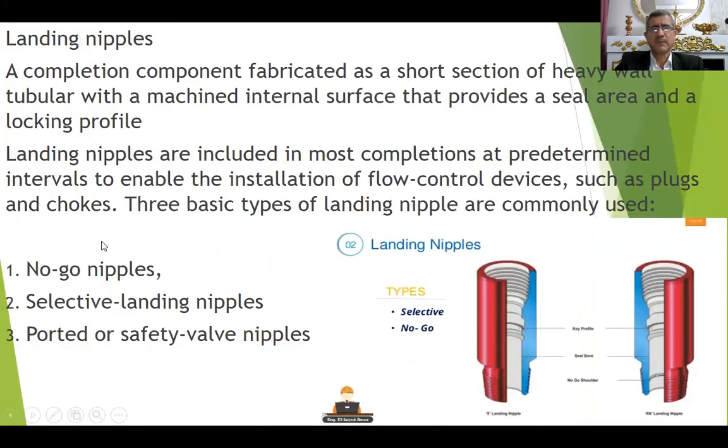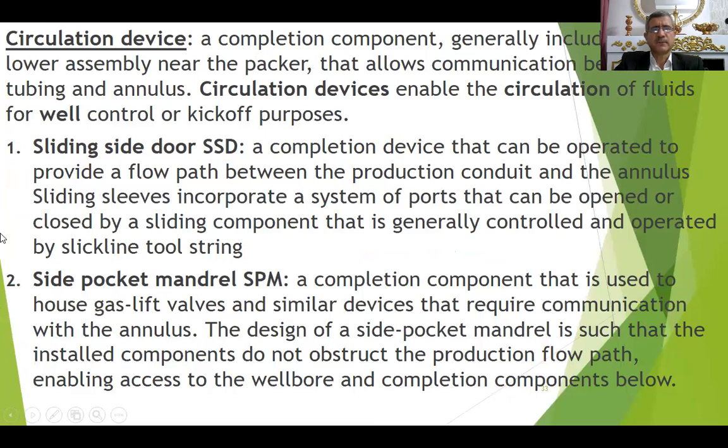We have landing nipples. We set inside them the flow control devices. We have no-go nipples, selective landing nipples. This is no-go nipple. It is located at the last item below the packer. And above it, we install the selective landing nipples. We have also ported or safety valve nipple.